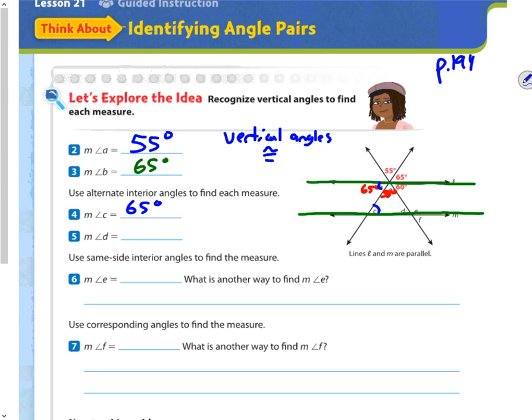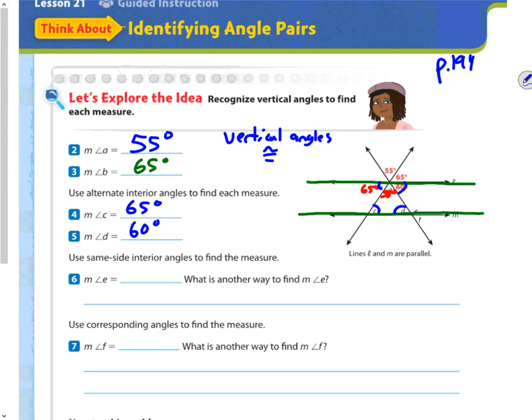Okay? How about the measure of angle D? We don't know any of these other ones around it, but we know D is an alternate interior angle to this one, the 65 degree angle, because they're on the alternate sides of the transversal and they're on the interior of those parallel lines. So that one is 65 degrees. So we're locating alternate interior angles for those two.